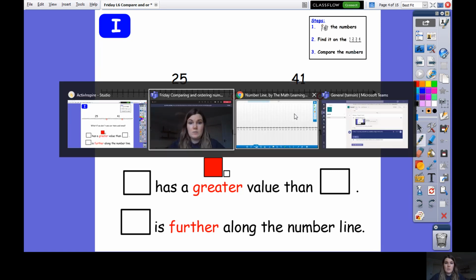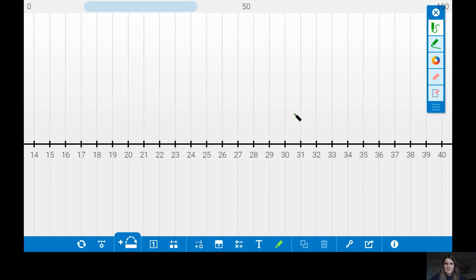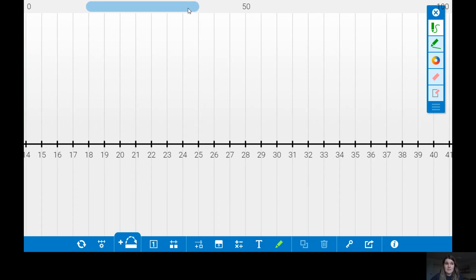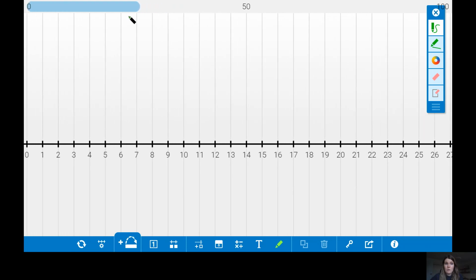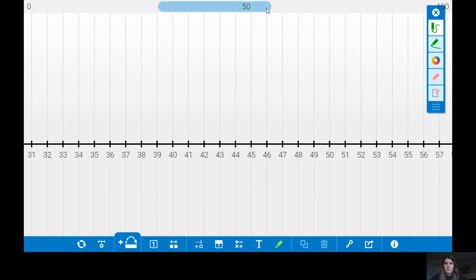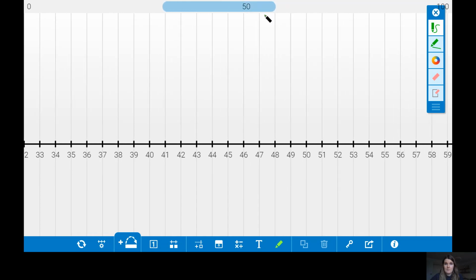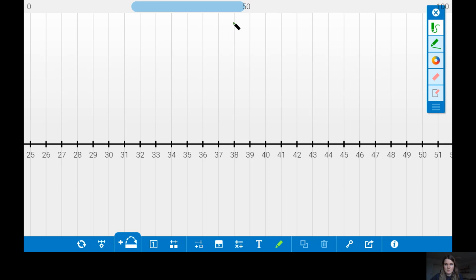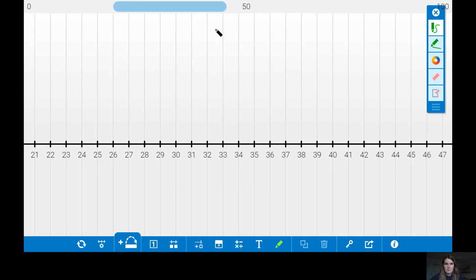So let's get onto my big number line that's a bit easier to see. The first thing I need to do is find my numbers. Now see, my number line can move all the way along. Using this top thing, I can move all the way along, all the way past 50, because this number line actually goes to 100, so it's a very useful number line. But what we're going to do this morning is see if we can find 25 and 41.